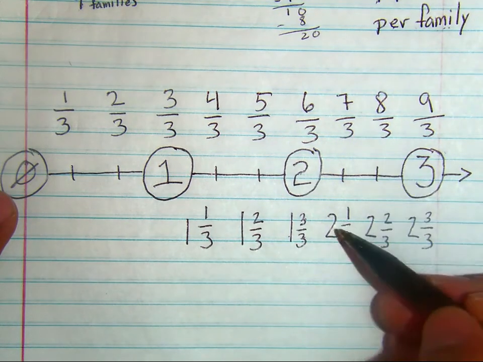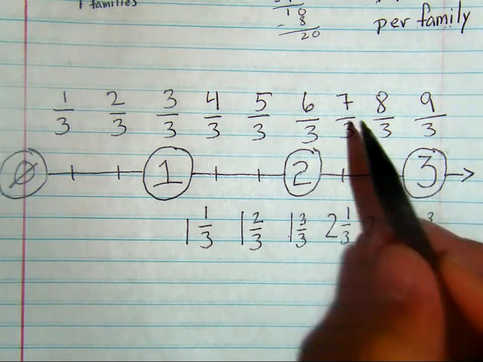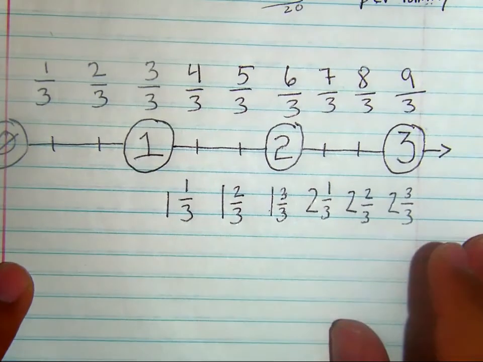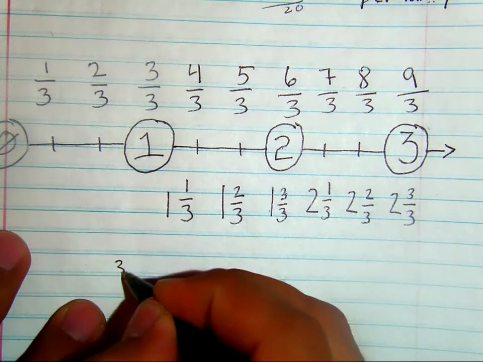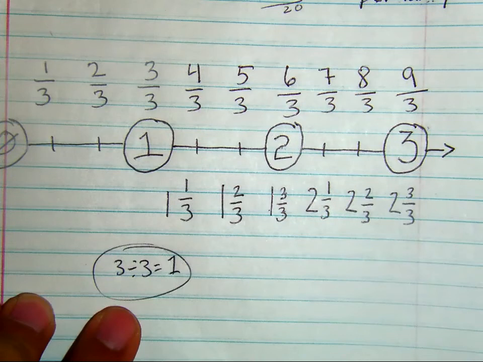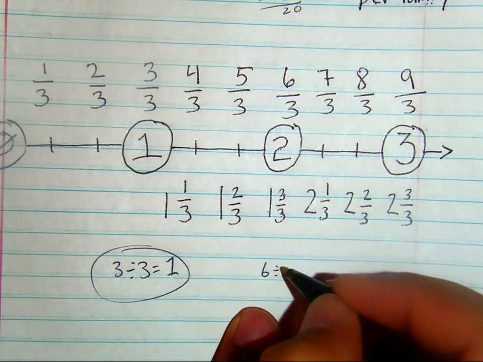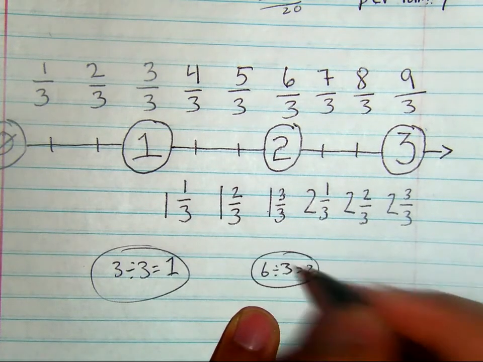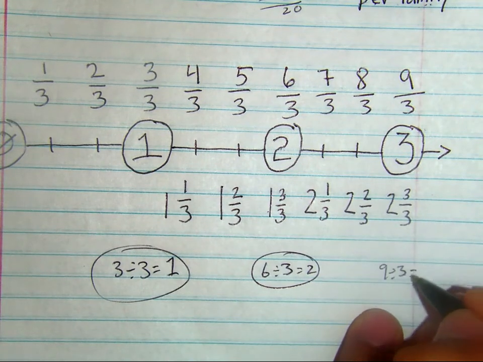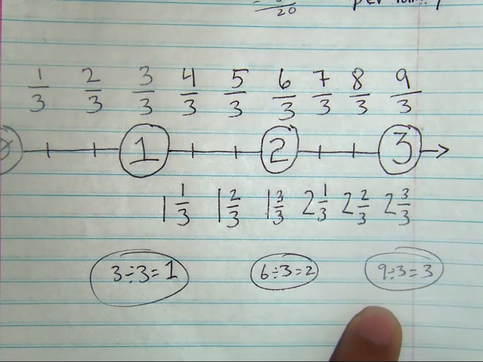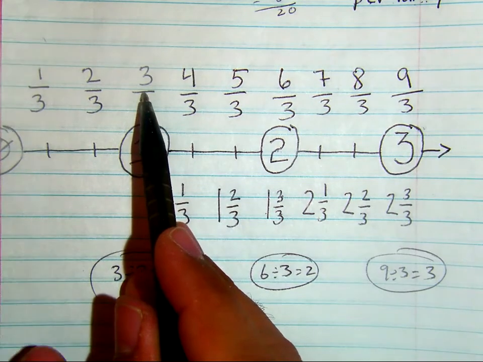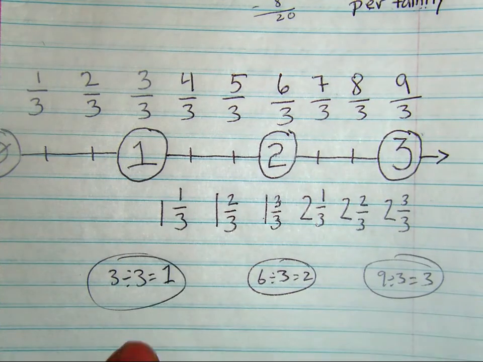7/3 is really 2 1/3. One of the reasons why I'm showing you this is if you look at 3 divided by 3, what is 3 divided by 3? Well, that's 1. And what's 6 divided by 3? Well, that's 2. And what's 9 divided by 3? Of course, that's 3. And so this idea that fractions, interpreted as division, can help you make sense of word problems.